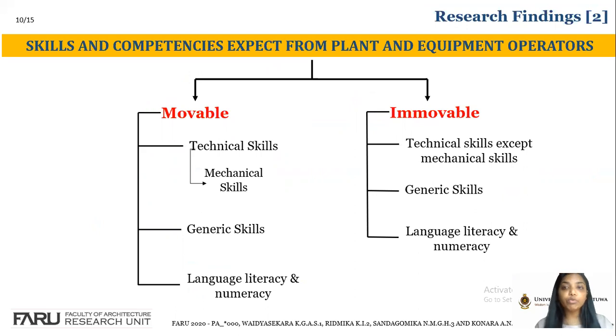With respect to the movable and immovable plant and equipment operators, basically they have highlighted the necessity of the technical skills, generic skills, and language literacy and numeracy skills equally for both. But one point was highlighted by some of the respondents: for the movable plant and equipment operators, the technical skills are very necessary, including the mechanical skills. But when it comes to the immovable plant operators, the respondents highlight that it is not necessary for them to have the mechanical skills, but technical skills are very important for them as well. Under technical skills, mechanical skills are not necessary for the immovable plant operators.